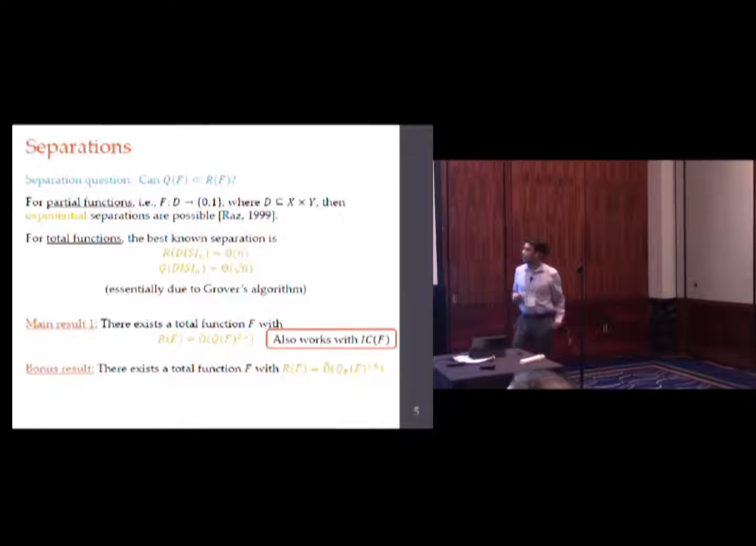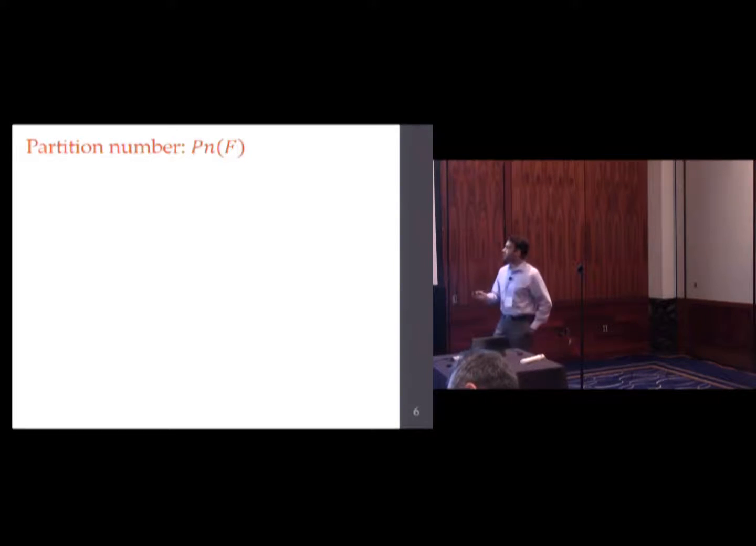Let me tell you about our second main result. And the second main result is to do with this quantity called the partition number, which I'm going to denote by Pn of f. And I'm not really going to define what the partition number of f is, because either you work in communication complexity and you know exactly what it is, or you have no idea what it is, and it'll take me 2 minutes to define it. So it's not very relevant. And the reason I'm talking about it is because of how it relates to all the other communication complexity measures.